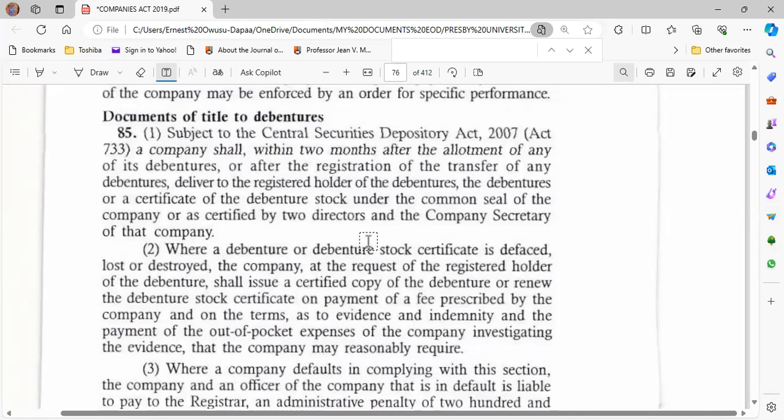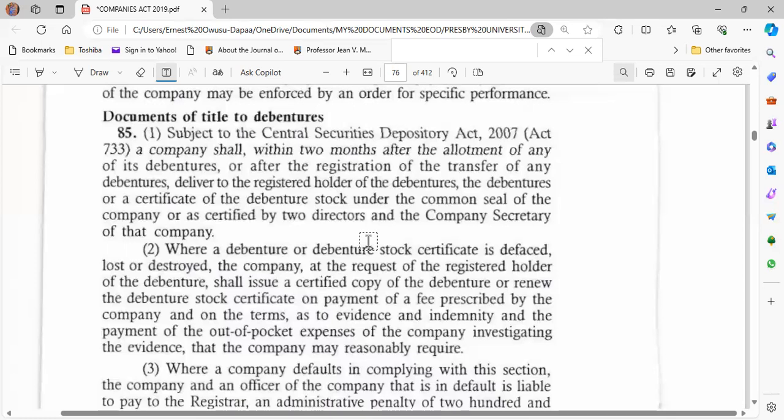And when it comes to debentures, Section 85 is to the effect that, subject to the Central Securities Depository Act 2007, Act 733, the company shall, within 2 months after the allotment of any of its debentures, or after registration of the transfer of any debentures, deliver to the registered holder a certificate of the debenture stock under the common seal of the company, or as certified by 2 directors and the company secretary of that company.